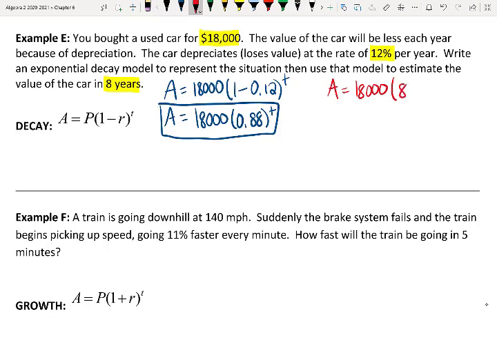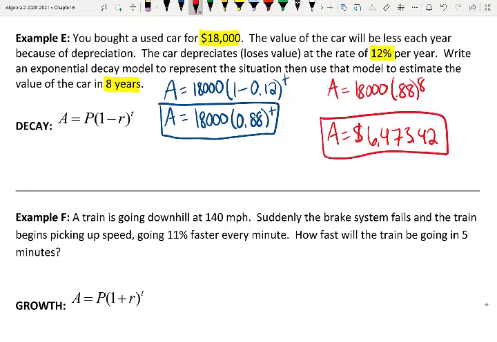And then for actually evaluating how much our car would be worth after 8 years, 18,000 times 0.88 to the 8th power. So we'll go ahead and use our calculator, 0.88 to the 8th power, and then multiply it times 18,000. And that final value of our car after 8 years is now only $6,473.42. So that would be the value after that time period. That's just with a 12% decay.